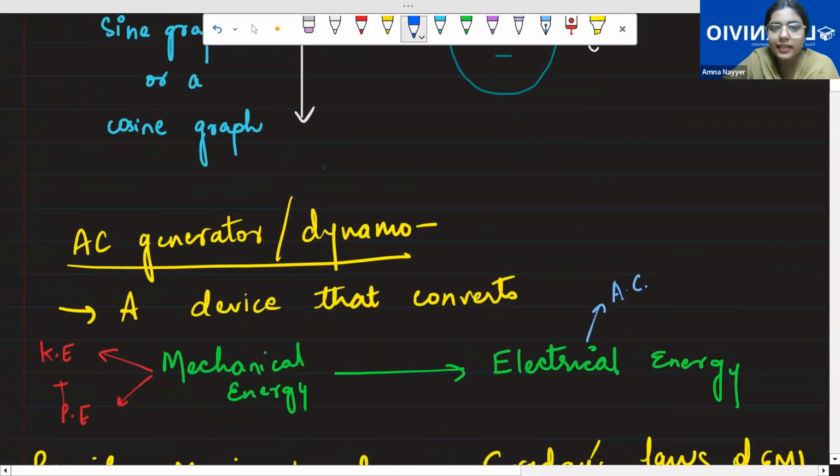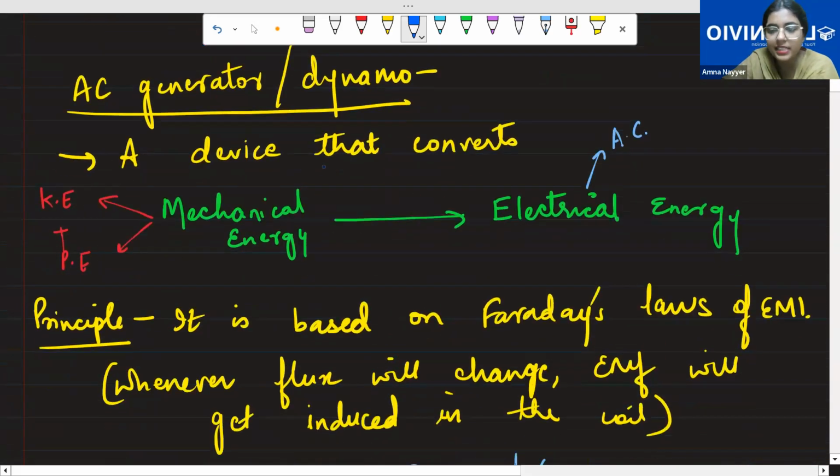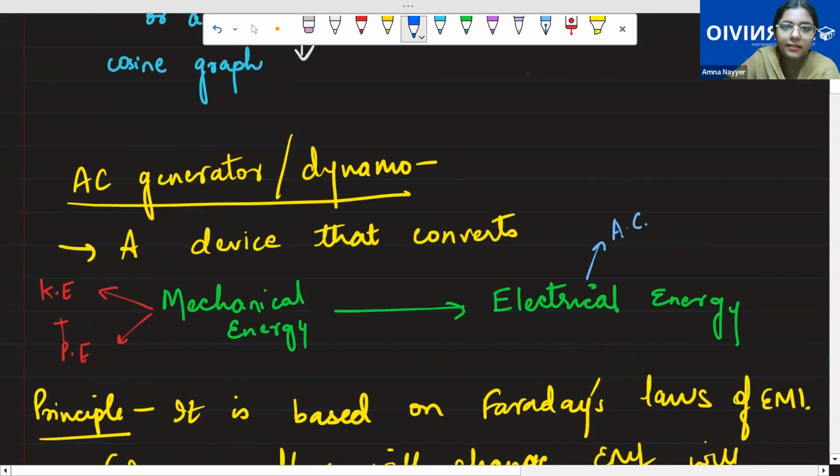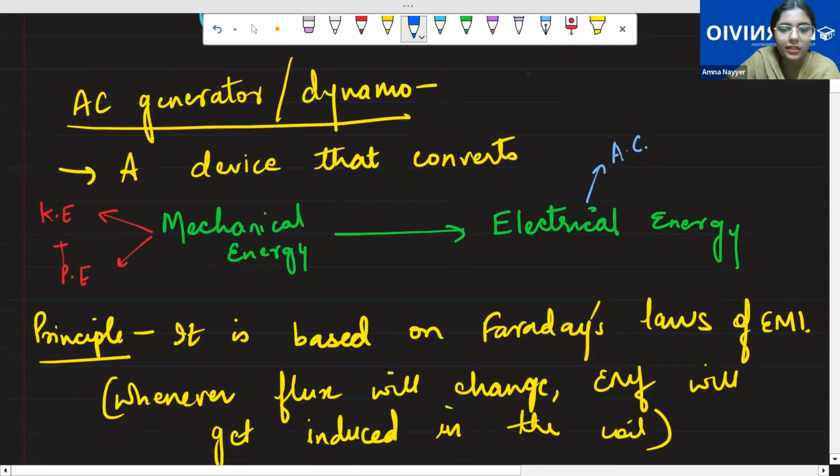So is this clear? Is this concept of AC generator clear to all? Yes. All right. Write it please then. From till here you all have written. Write it from here.